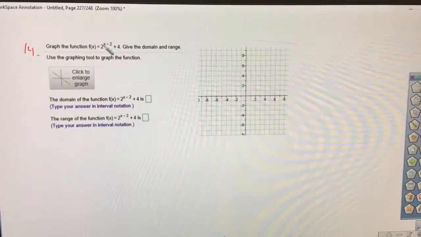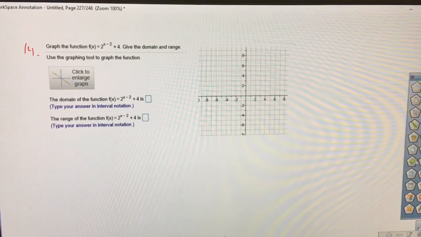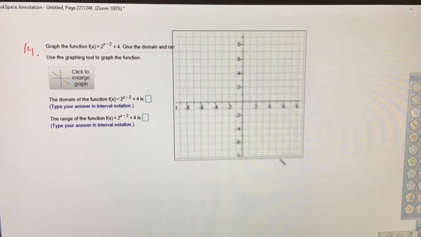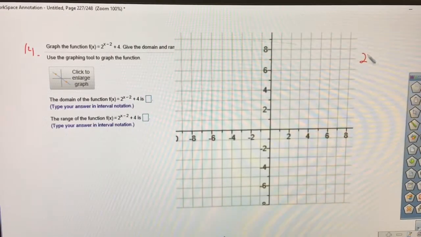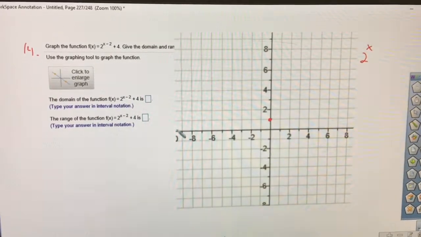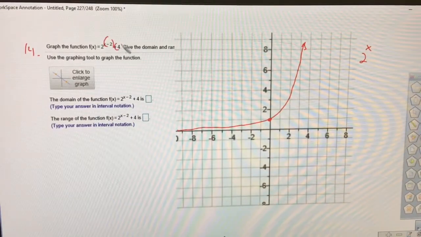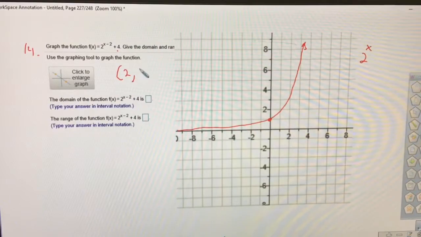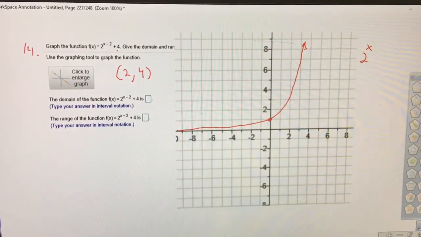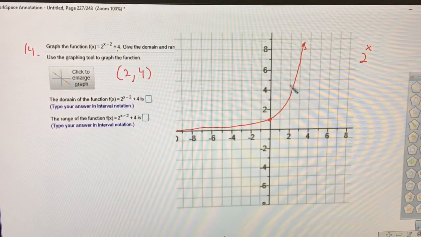You want me to graph 2 to the x minus 2 plus 4? First thing I would try to do is graph 2 to the x. 2 to the x goes through 0, 1, and then it's going to creep along here and grow. I don't need to be exact. Now, I'm going to take that graph and shift it: opposite for the inside, same for the outside. So I'm going to shift it right 2, up 4. So this coordinate is going to go right 2, up 1, 2, 3, 4.